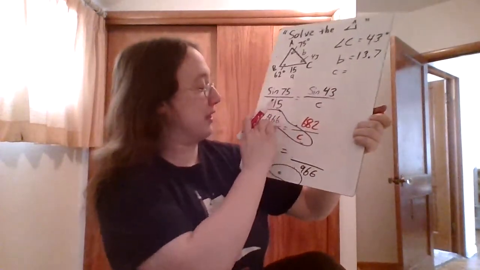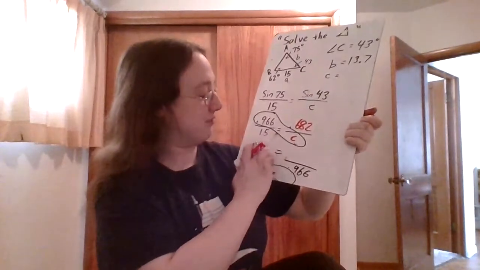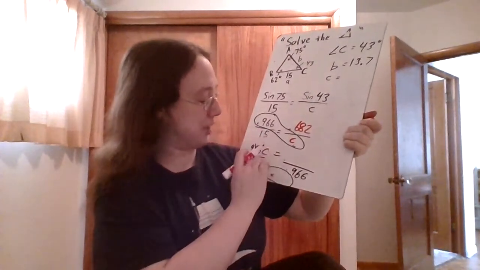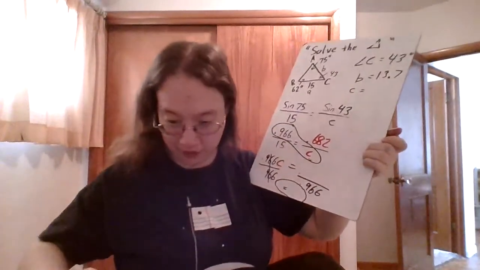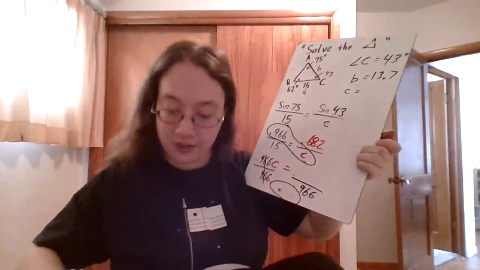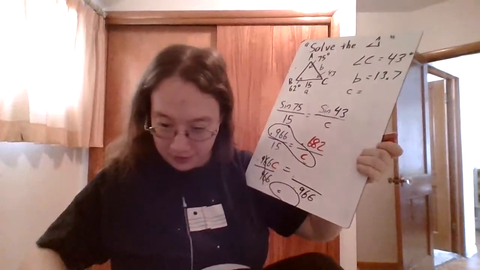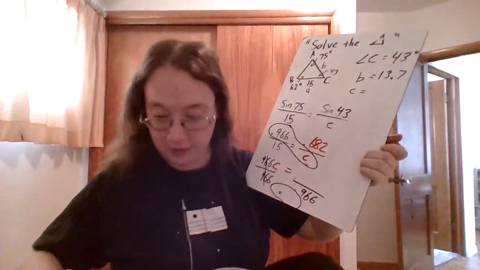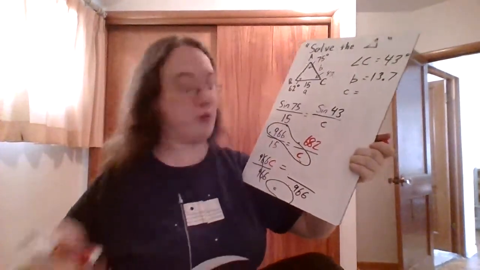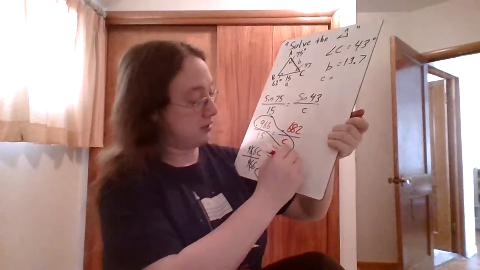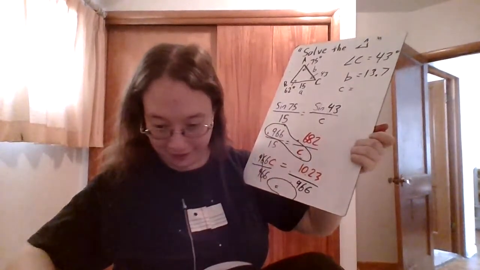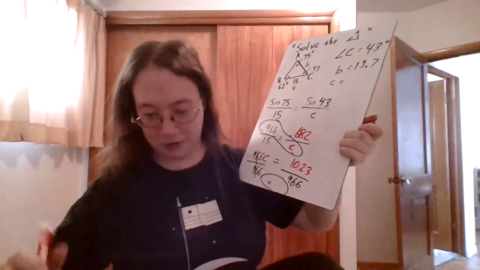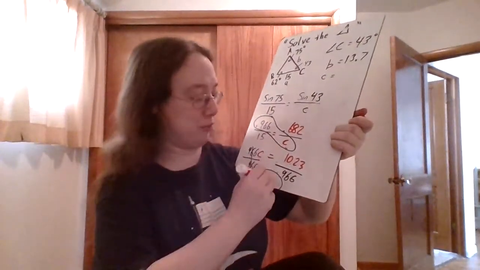So this 0.966, that can stay. That's going to be the same. But now we're taking it times C instead of times B. And now we're taking 15 times your 0.682. Times 15 gives you about 10.23. And now that's the thing we're dividing by 0.966, which gives about 10.59. I'm going to call that 10.6.